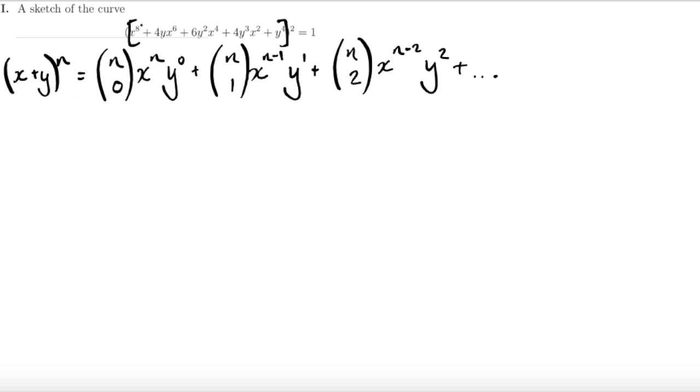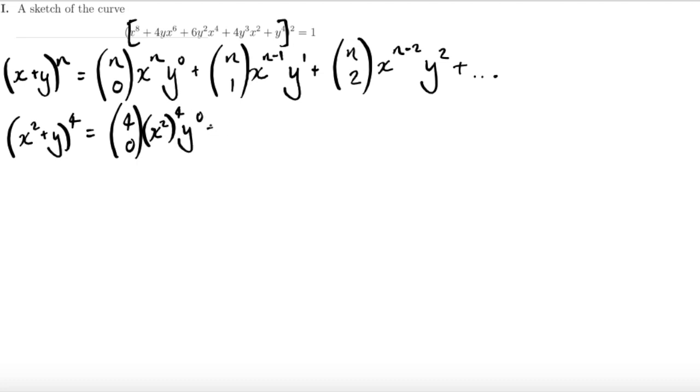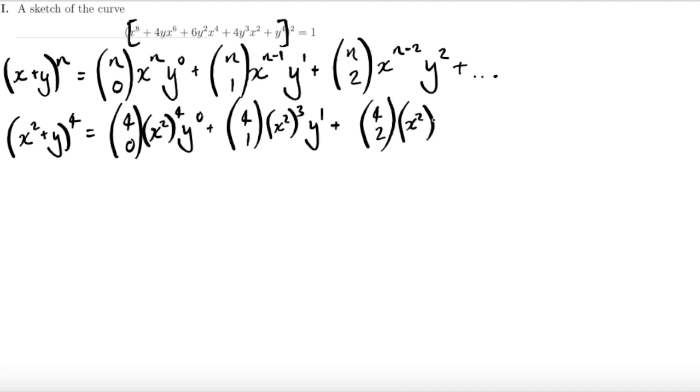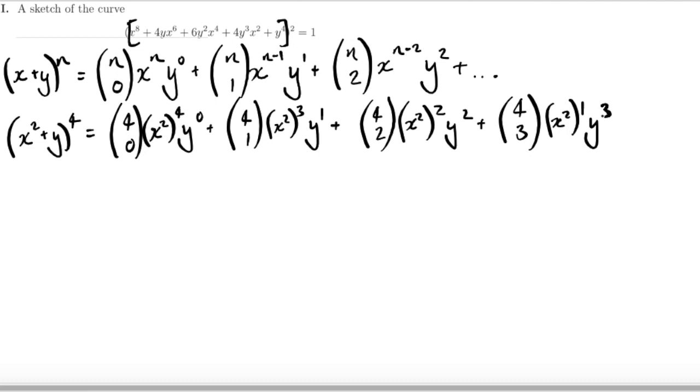So actually our x term here, if we make that x squared plus y to the power 4, we will see that 4 choose 0, x squared to the power 4, y to the 0, plus 4 choose 1, x squared to the power 3, y to the power 1, plus 4 choose 2, x squared, y squared, plus 4 choose 3, x squared to the 1, y cubed, plus 4 choose 4, x squared to the 0, y to the 4.